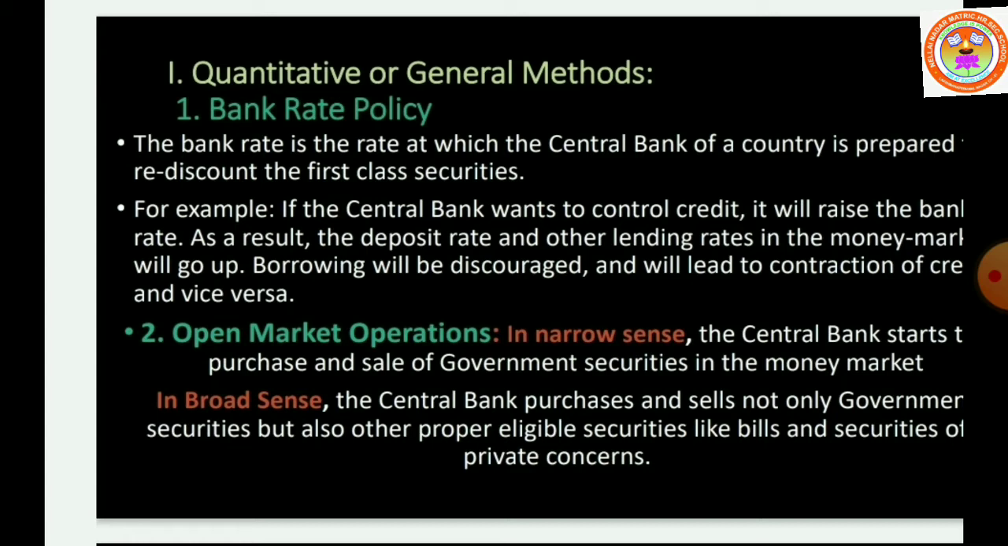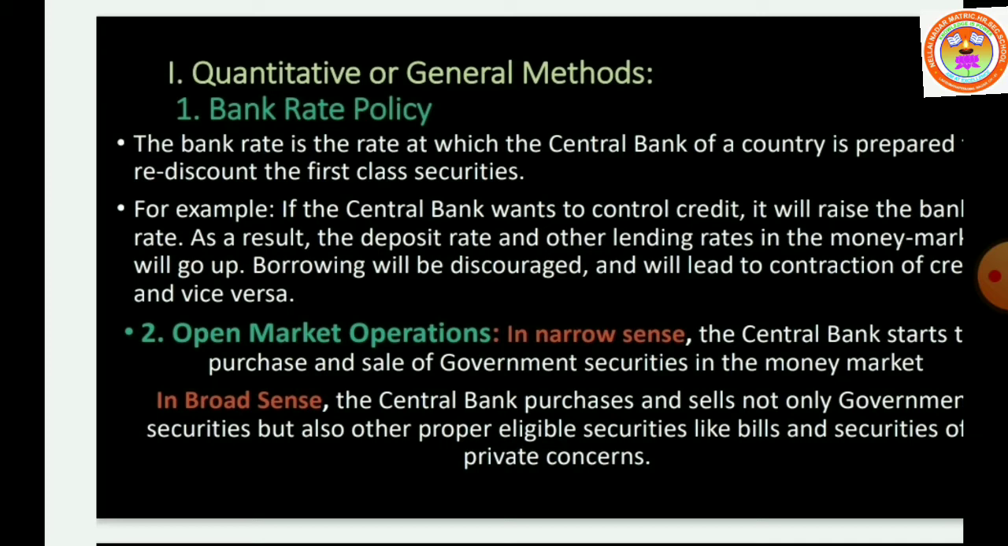During inflation, the central bank sells government securities to commercial banks, which lose an equivalent amount of cash reserve, thereby affecting their capacity to offer loans. Thus, it is an effective measure to control credit. In this, there are two types: narrow sense and broad sense.